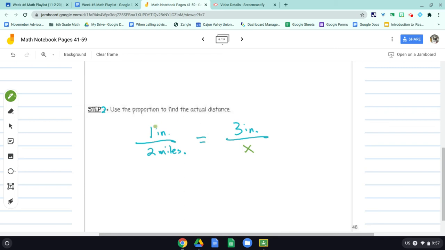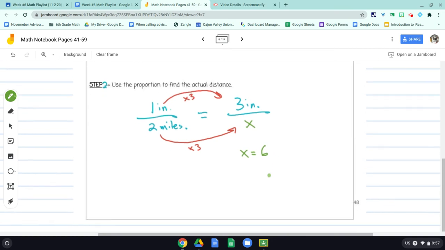Well, I can easily turn a 1 into a 3 with multiplication. So 1 times 3 is 3, which means I have to do the same thing to the bottom of the fraction. 2 times 3 equals 6. So x equals 6, which means the proportion to find the actual distance gives 6 miles. So I can say the schools are 6 miles away from each other according to the map.